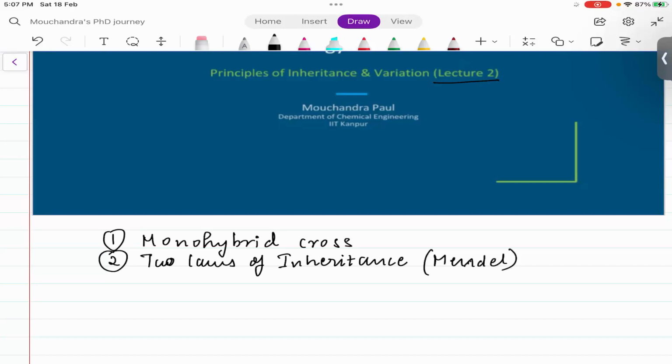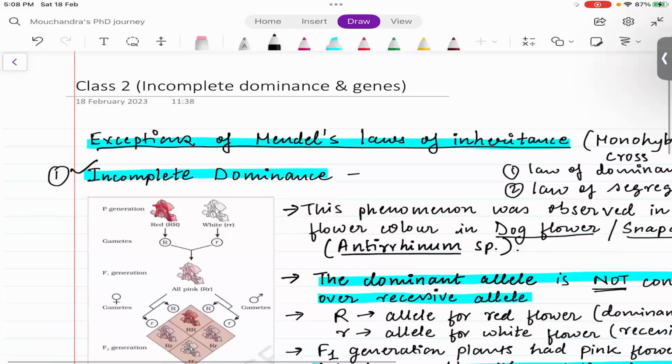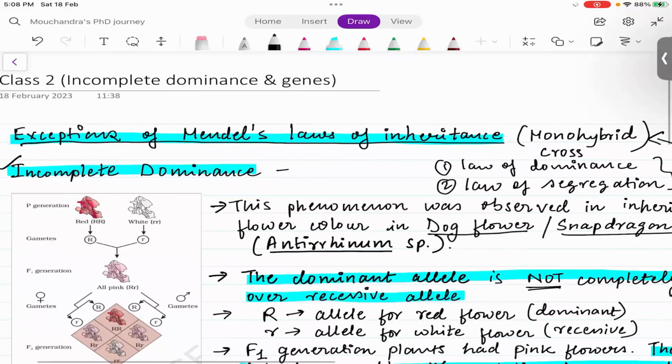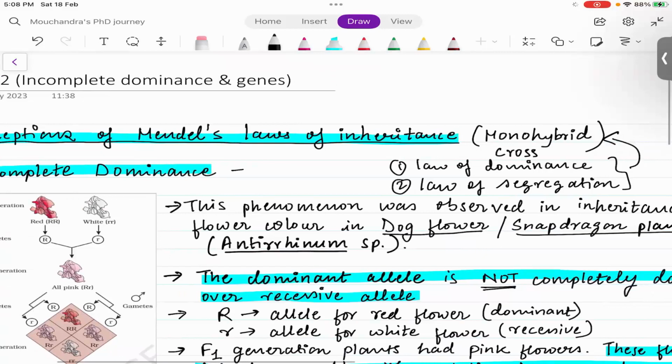Right. Now, in this class, we will continue our discussion on Mendelian inheritance, like on using the concept of dihybrid cross, and also we'll look into what are the exceptions of monohybrid cross and what are chromosomes. So these all concepts will be covered in today's lecture. Okay. So Mendel gave two laws based on monohybrid cross. One is the law of dominance, another is the law of segregation.